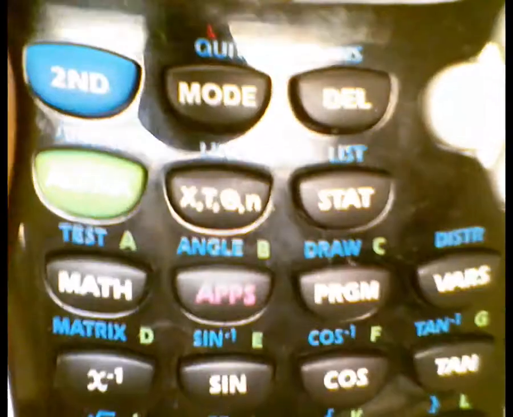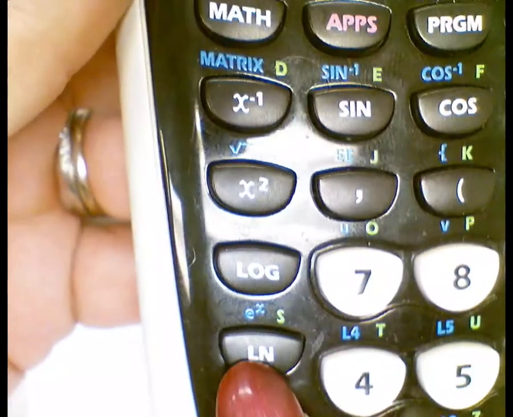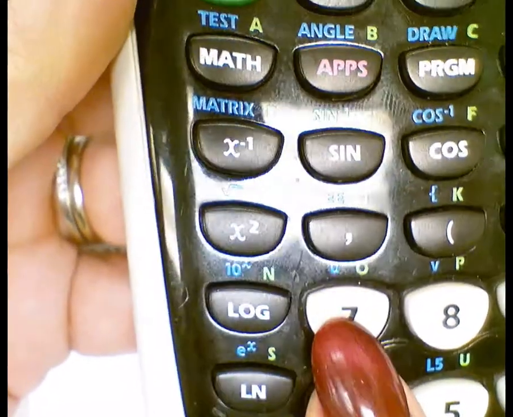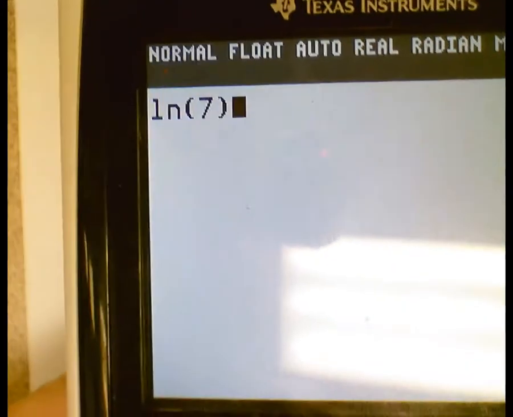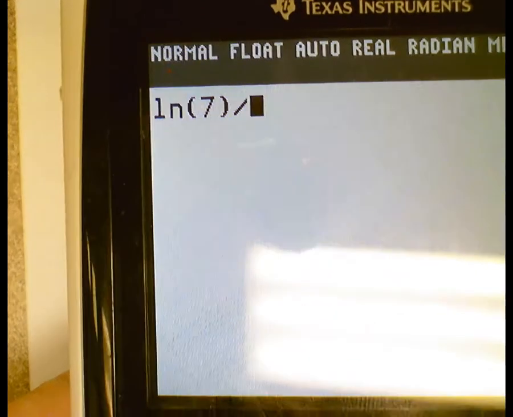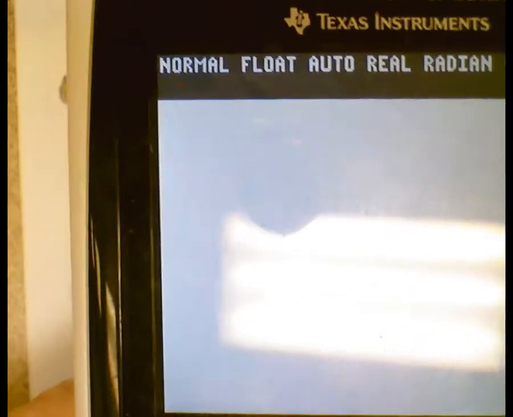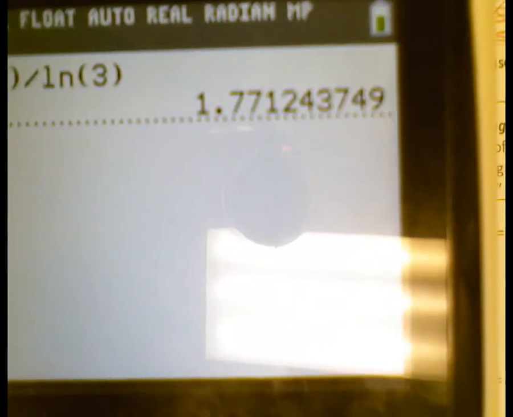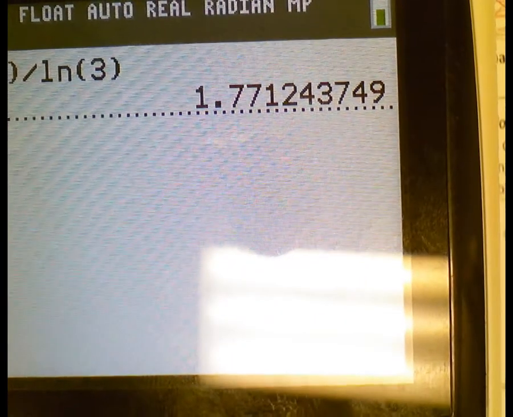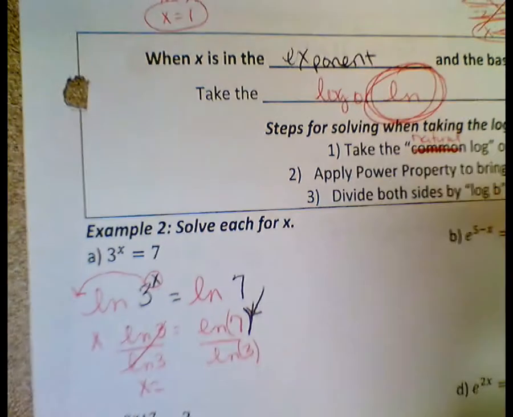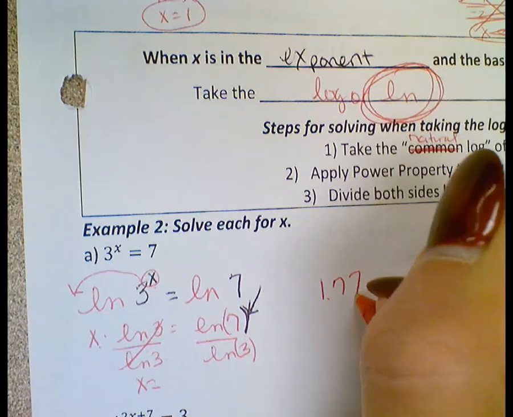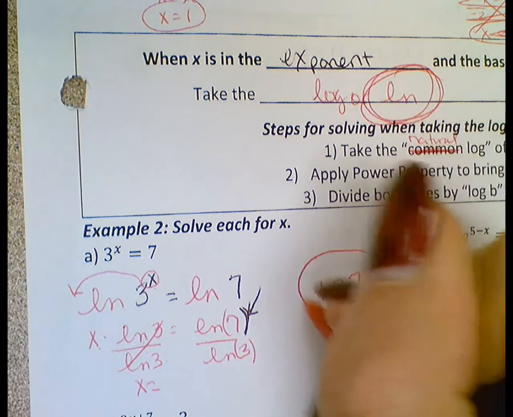All right, ready? So I'm going to clear all this out. We're going to press natural log right here. Natural log of 7. Now look, see what I have right here? I have to close that parenthesis before I press divide. And now I'm going to press natural log of 3. Close your parenthesis and press equals, and there's your answer. 1.7712, 4 decimal places. 1.7712. Answer.